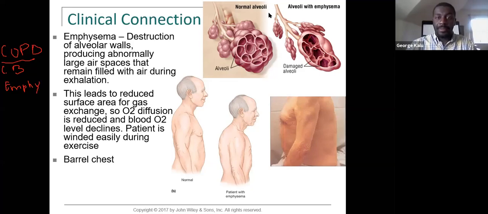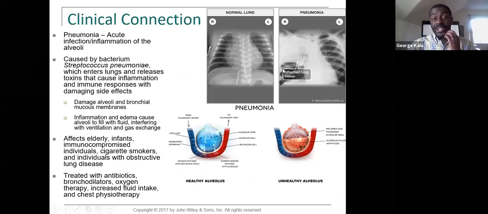Okay, cool. So like I said, be comfortable with those two types of COPD and how they develop. There's another condition called pneumonia, which you've all probably heard of as well. Pneumonia is a type of infection or inflammation specifically of the alveoli. This gets caused by a bacteria called Streptococcus pneumoniae. When this bacteria enters the lungs, it causes a lot of inflammation and infection inside the lungs. And this is typically pretty easy to see under a chest x-ray.